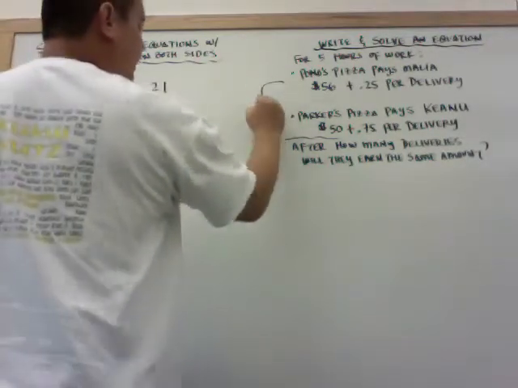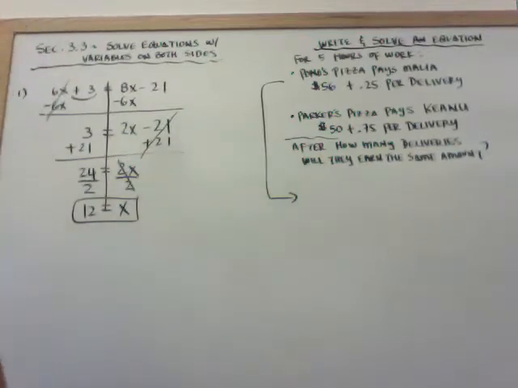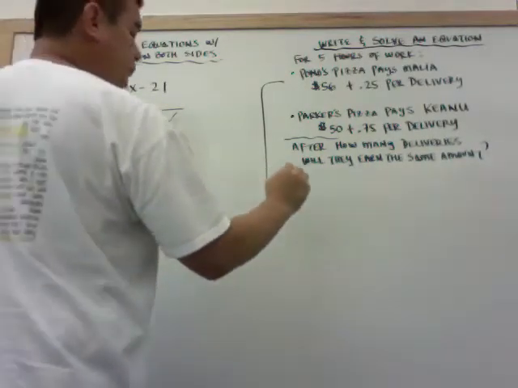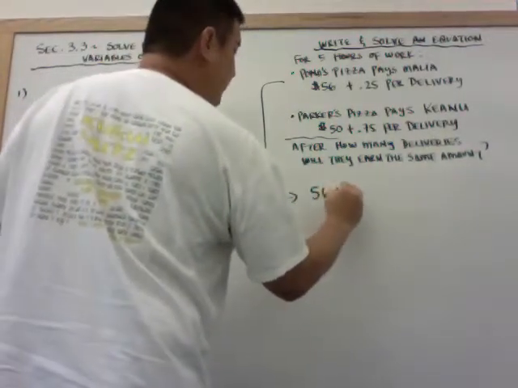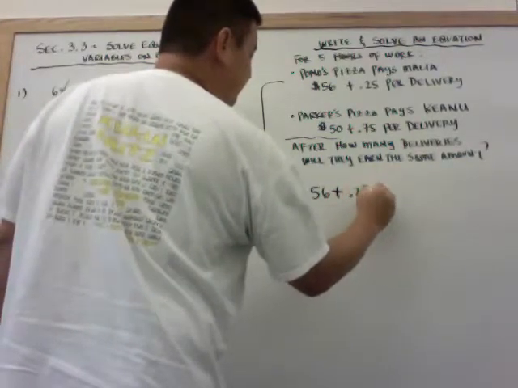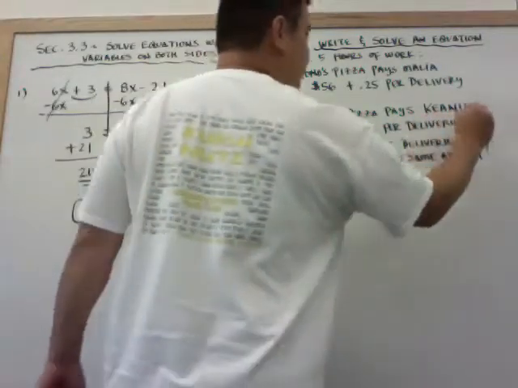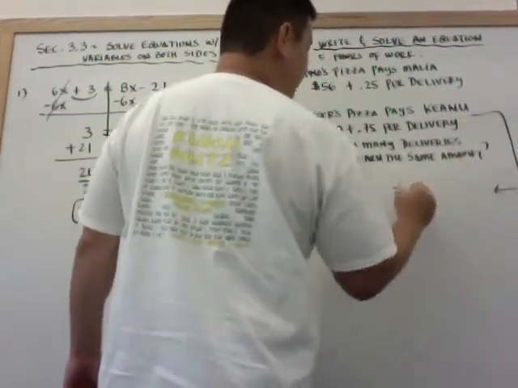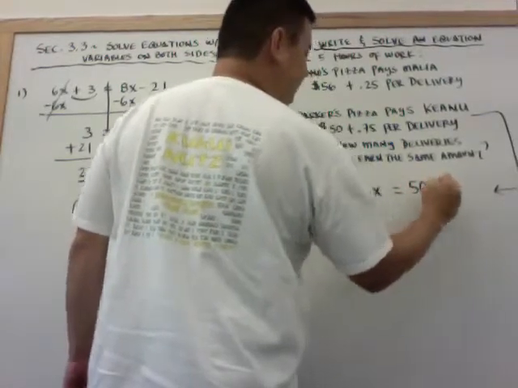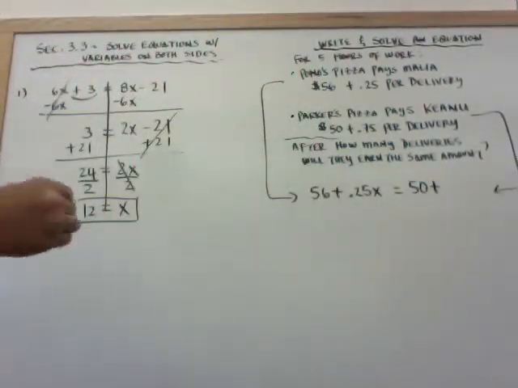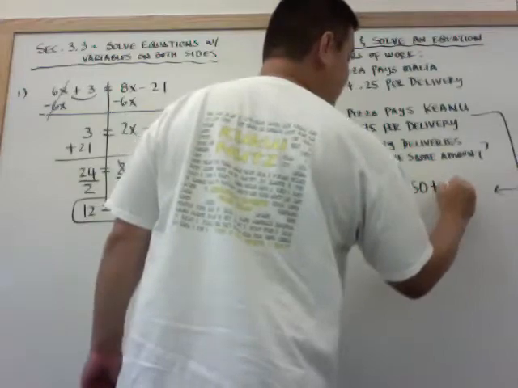So I need to write two equations, or one equation, I'm sorry. So I'm going to put Pono's on this side. 56 plus 25 cents per delivery. So it's just saying 0.25 times x. X is the number of deliveries. Okay. So when I do Parker's Pizza on this side, it's 50 plus, because $50 is constant, plus 75 cents per delivery. So 0.75.